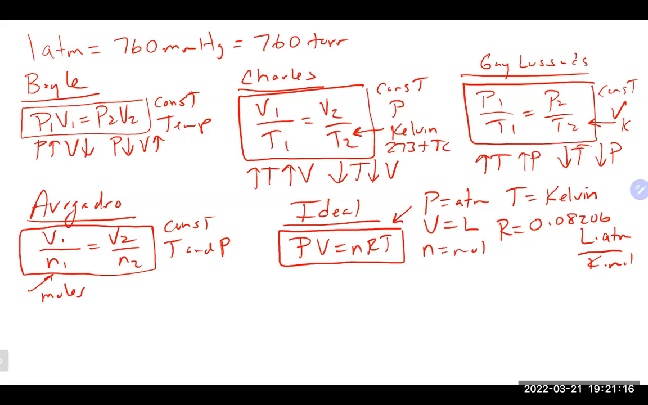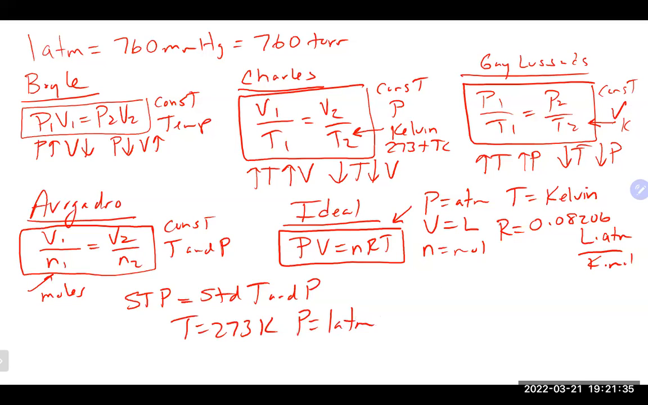Now, there's a couple other relationships that we talked about. One was STP. STP stands for standard temperature and pressure, and it actually does represent some values. The temperature is 273 Kelvin and the pressure is 1 atmosphere. So again, if something says this is being done at STP conditions, that is what it means.